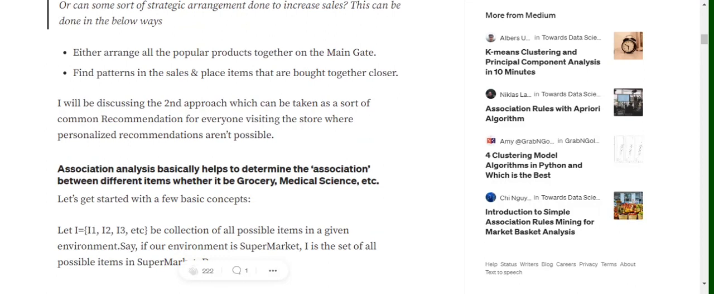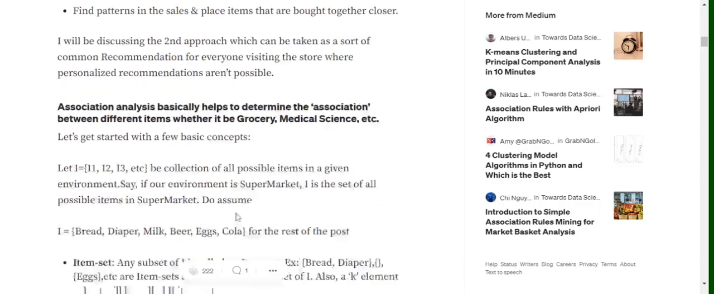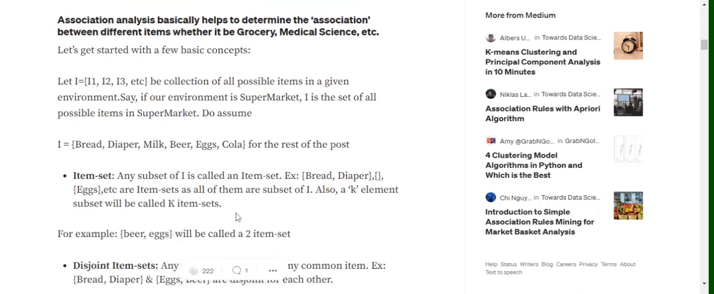Association analysis means figuring out such pairs which are related together, which are bought together, depending upon the data set. Now that data set can be about transactions, the data set can be about anything. So as we have got a basic idea of what is association analysis and why it is required, let's get started with the basic concepts first.